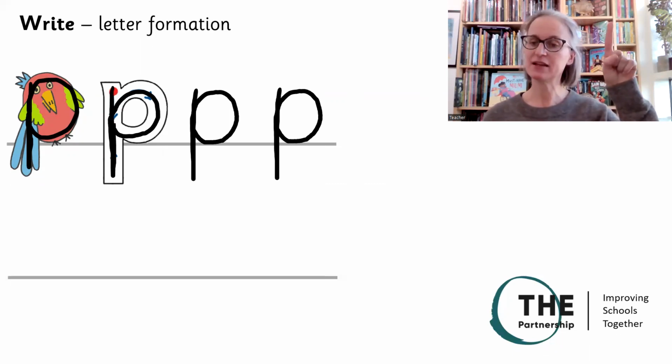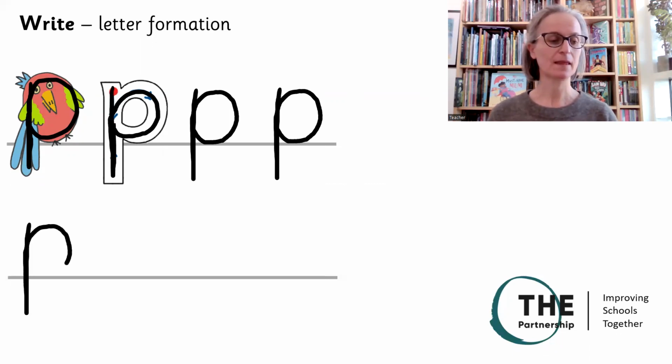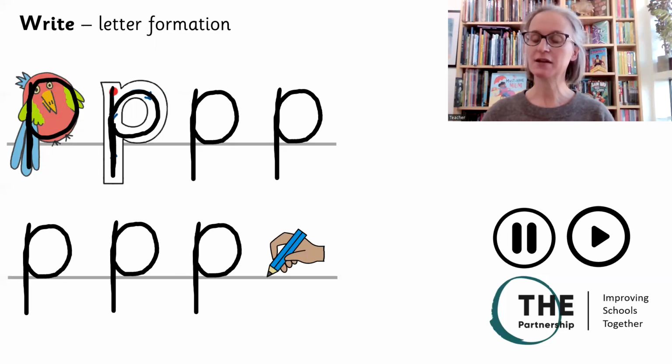Can you get your tracing finger and see if you can follow the letter formation as it appears on the screen? Don't forget to say P. P. P. P. Now it's your turn to do your letter formation of P. Press pause. When you've written them, press play to continue.